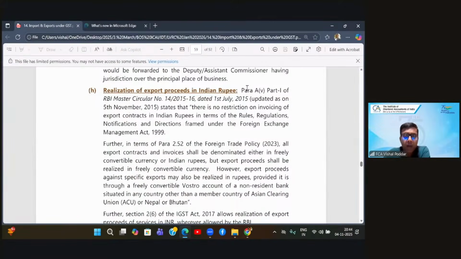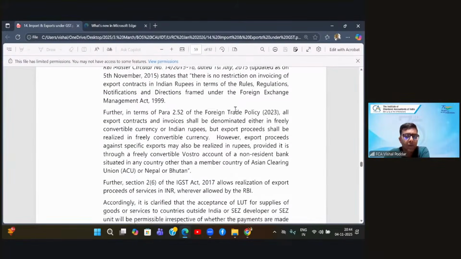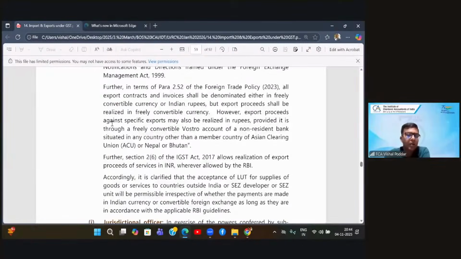What are they? Part A 5, Part 1 of RBI Master Circular dated 1st July 15, updated on 5th November 15, states that there is no restriction on invoicing of export consignment in Indian rupees in terms of rules, regulations, notifications, and directions framed under FEMA. Further, Para 2.52 of Foreign Trade Policy: all export contracts and invoices shall be denominated either in freely convertible currency or Indian rupees, but export proceeds should be realized in convertible foreign exchange. However, export proceeds against specified exports may be realized in rupees provided it is through a freely convertible pass-through account.